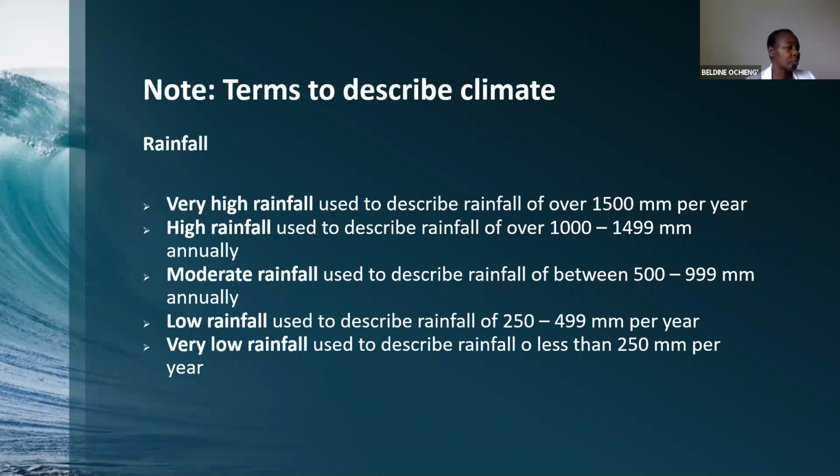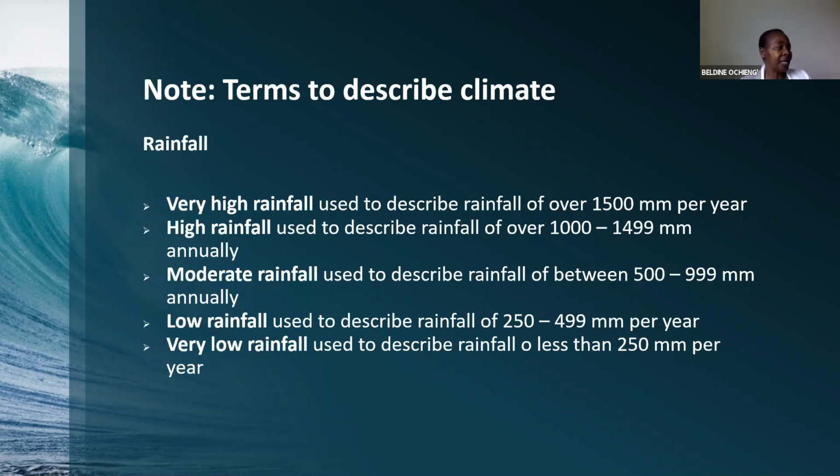Very low rainfall is used to describe rainfall of less than 250 millimeters per year. Like all of us, we know, in desert places, we have very low, 120, 200, very low rainfall. So let's get used to these descriptive terms on climate. Very, very important. Whether climate 1 or climate 2, they are very, very important.